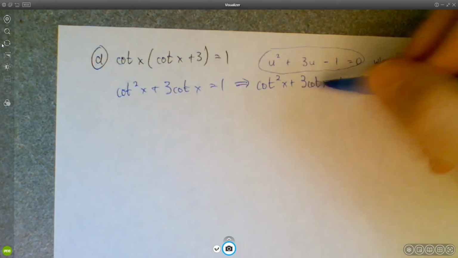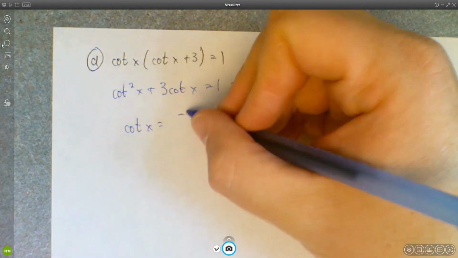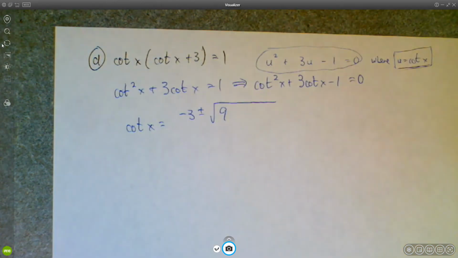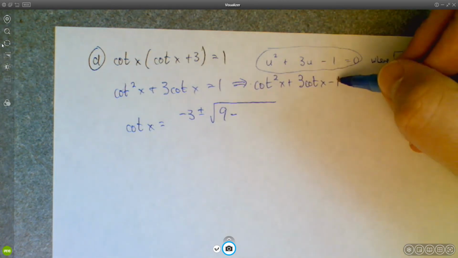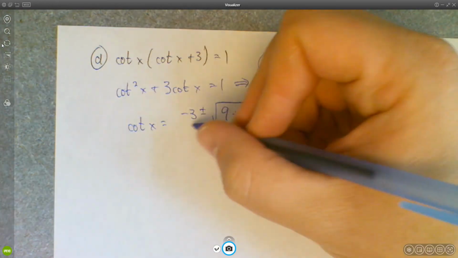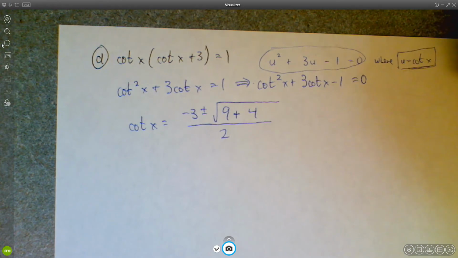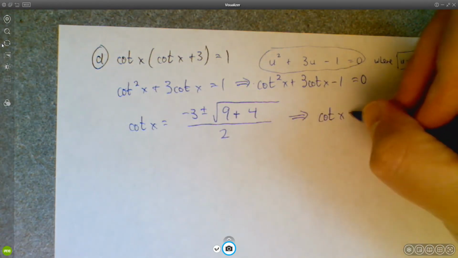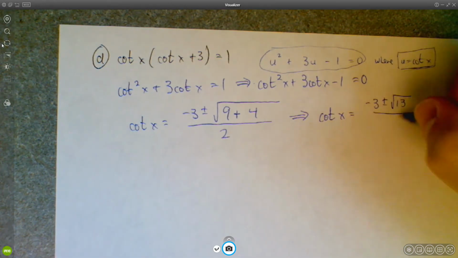So I'm going to say, if this is the case, then cotangent x equals -3 plus or minus the square root of 3 squared minus 4 times 1 times -1. So that should actually just make it a plus 4, right? Over 2 times 1. Okay. So in other words, cotangent x equals -3 plus or minus the square root of 13 over 2.